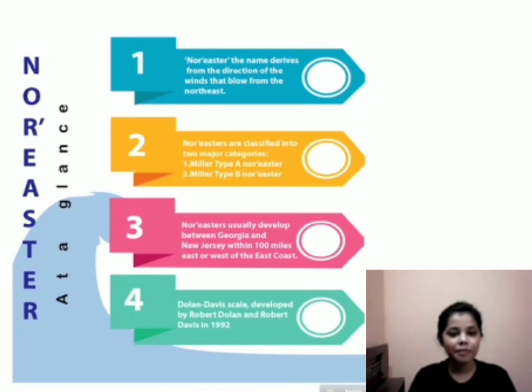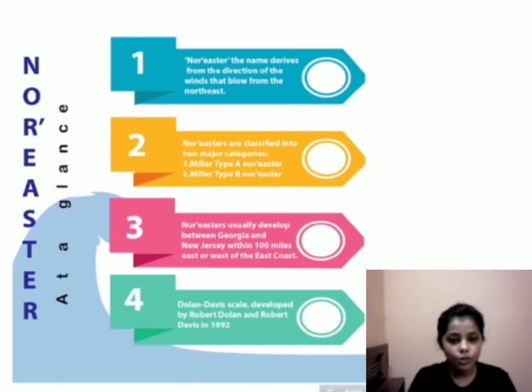I have collected some important information on nor'easters and have prepared this infographic. Let's have a look at this. Anyone living in Atlantic Canada and the US Northeast certainly knows the term nor'easters and perhaps cringes at hearing it in their weather forecast. What exactly is a nor'easter?